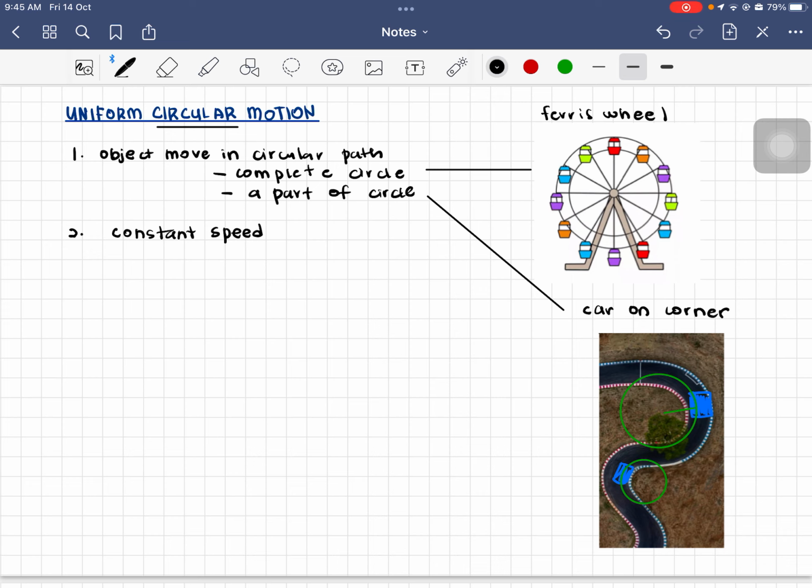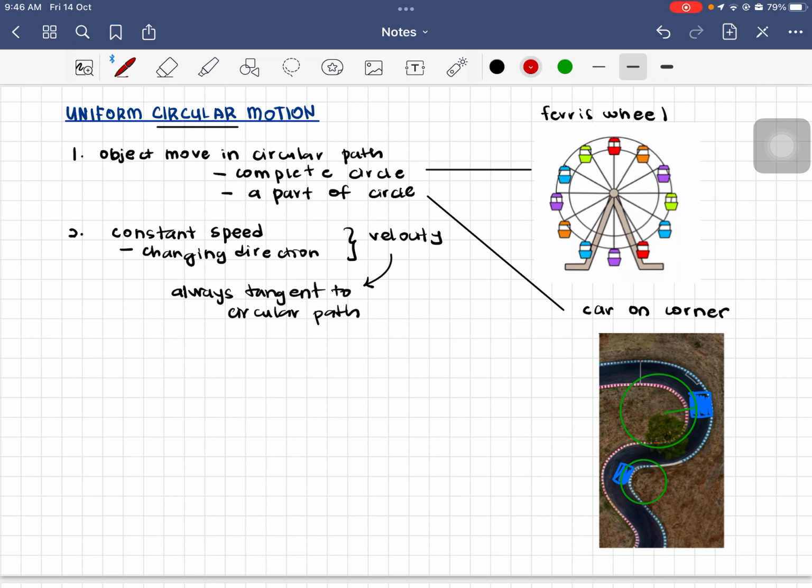Velocity awak constant speed, tapi always changing direction. Okay, changing direction. So, this is our velocity. Velocity kita ni, okay, syarat dia adalah always tangent to the circular path. Tangent to circular path. Right? For example, this red gondola yang merah ni, yang kat atas ni, let's say your Ferris wheel is moving with a counterclockwise motion. Okay, so your V is something like this.